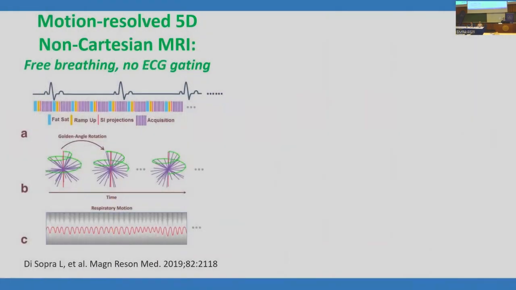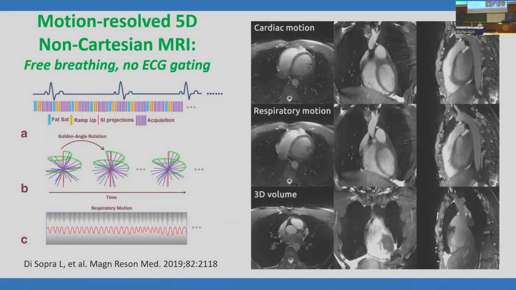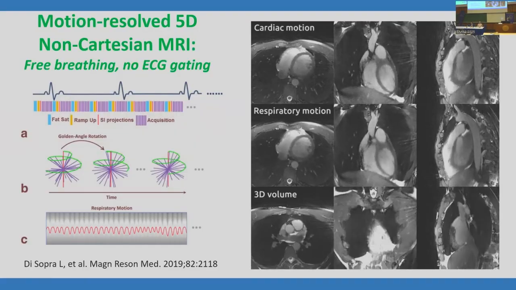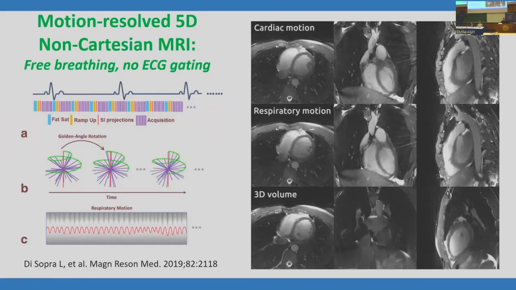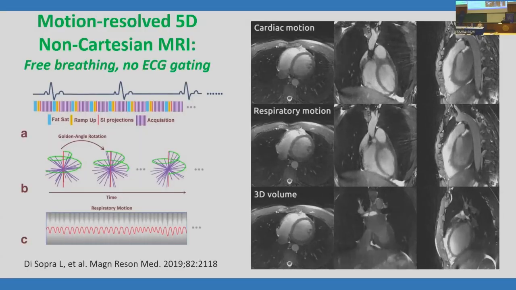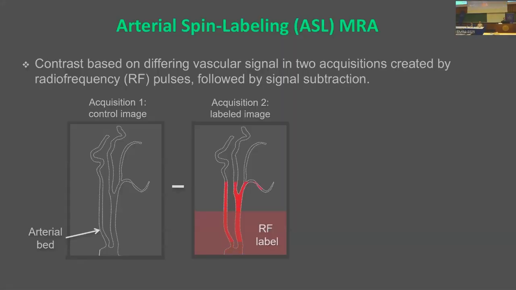Then the technique developed by Matthias Stuber's group is a motion resolved 5D imaging, which uses a modified radial trajectory. And this can avoid the need for ECG gating or respiratory gating, and you can get some very, very pretty images with this approach as well. So I think both these approaches are very exciting and will come into use much more in the coming years.